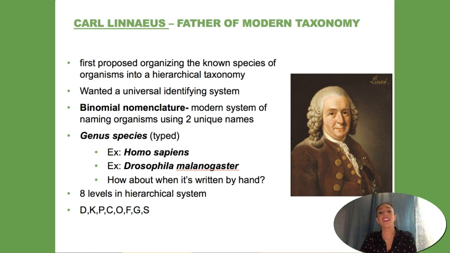Carl Linnaeus is known as the father of modern taxonomy for good reason. He was the first one to propose the hierarchical system of binomial nomenclature. What does that mean? Well, he came up with the terms genus and species. Before that, nobody really had a universal way of identifying species.